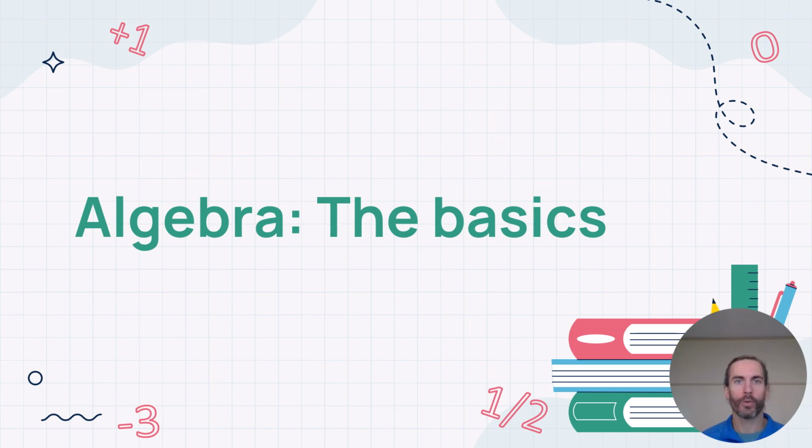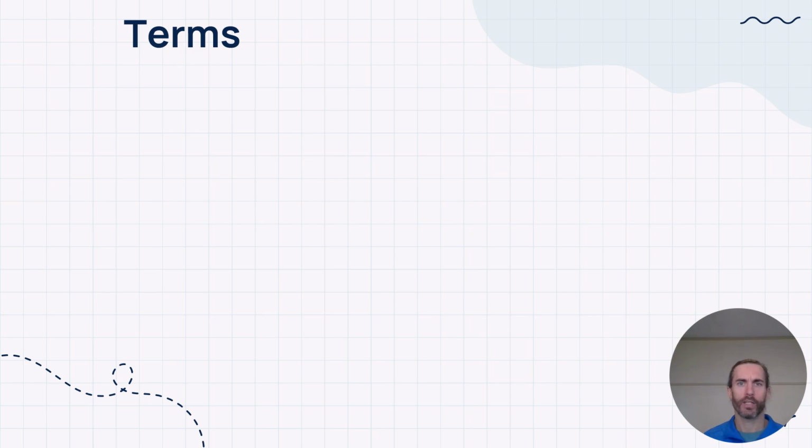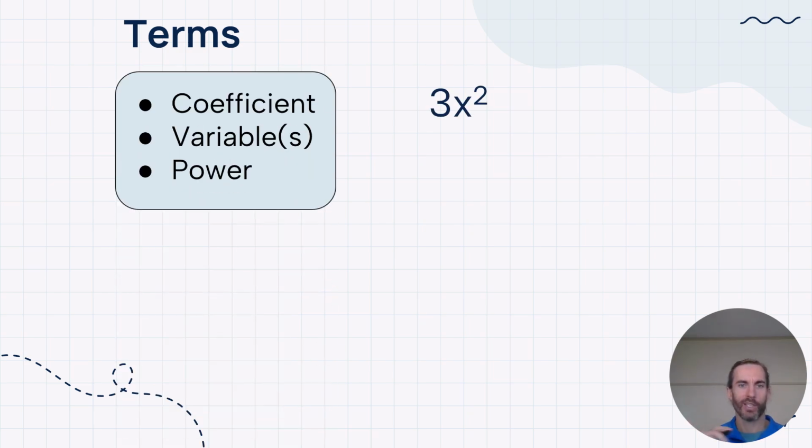Okay, so before we get into algebra, we need to know just a few basics. We first need to know what a term is. So a term consists of these three components.